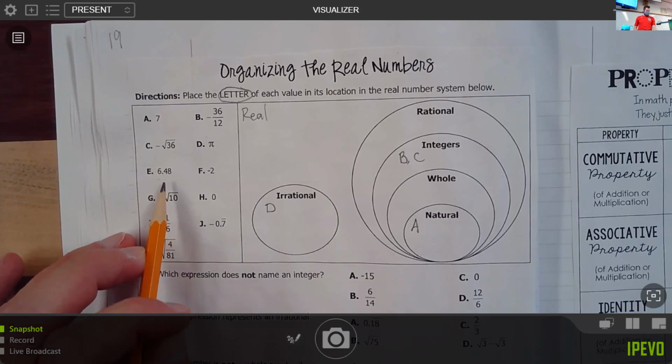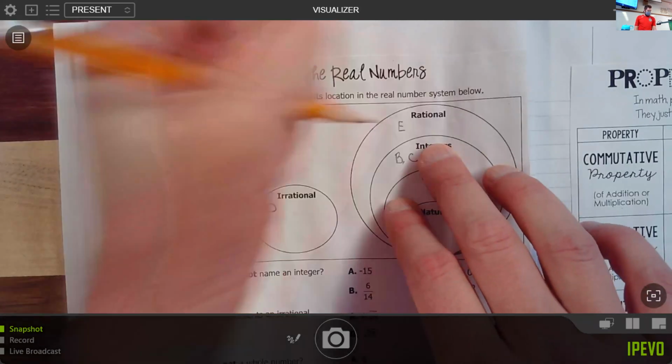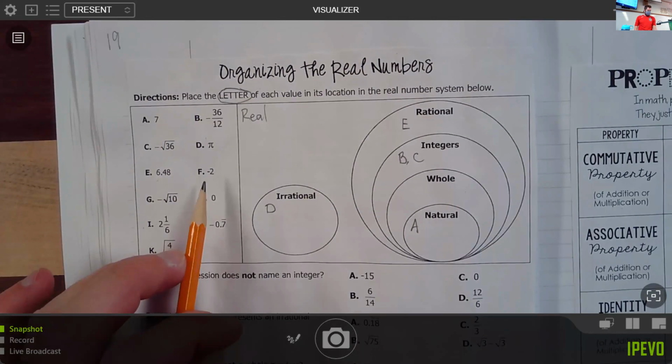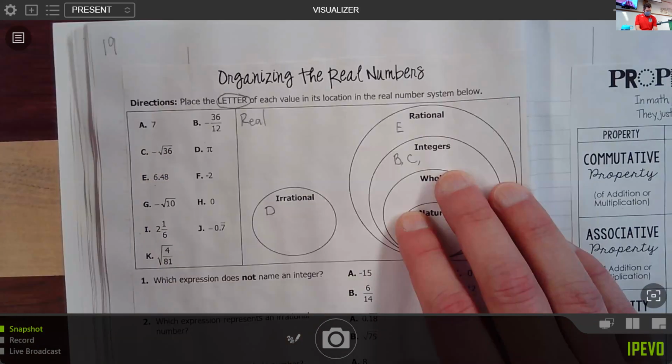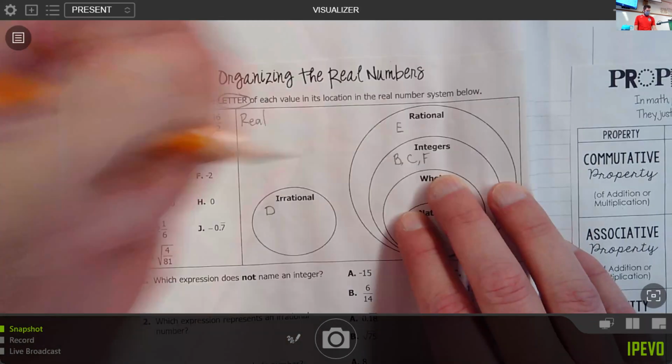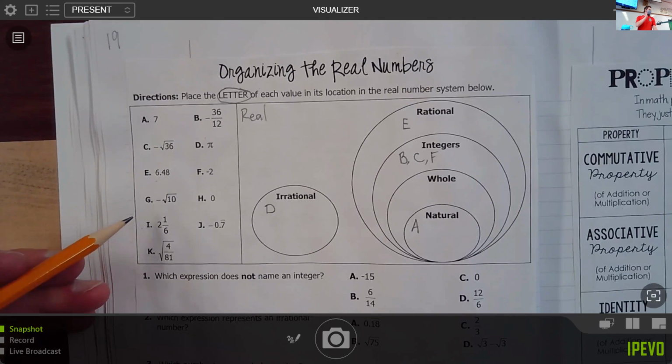Where does that go? Rational. So E goes up in rational. F, negative 2. What type of number is that? Integer. So F goes in integers. We got 3 of them in integers. We don't have any whole numbers yet. What about G? Be careful on this one. It's not 5.